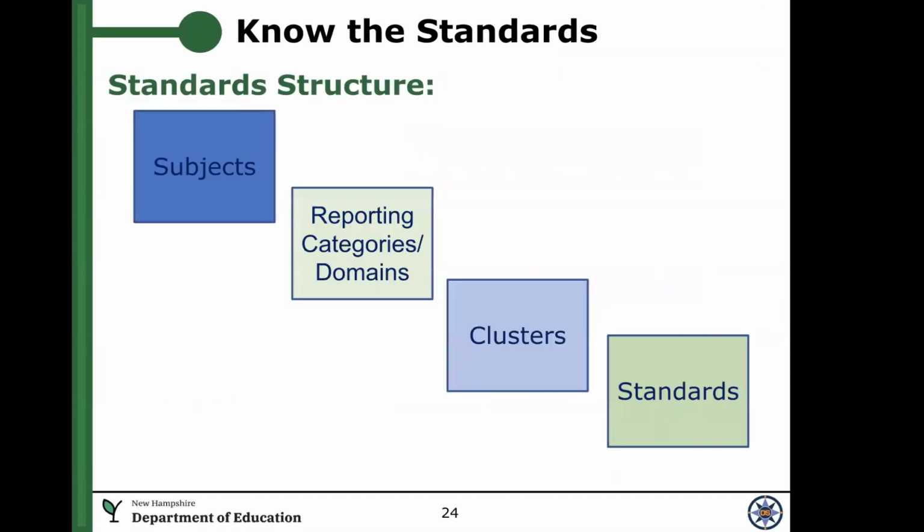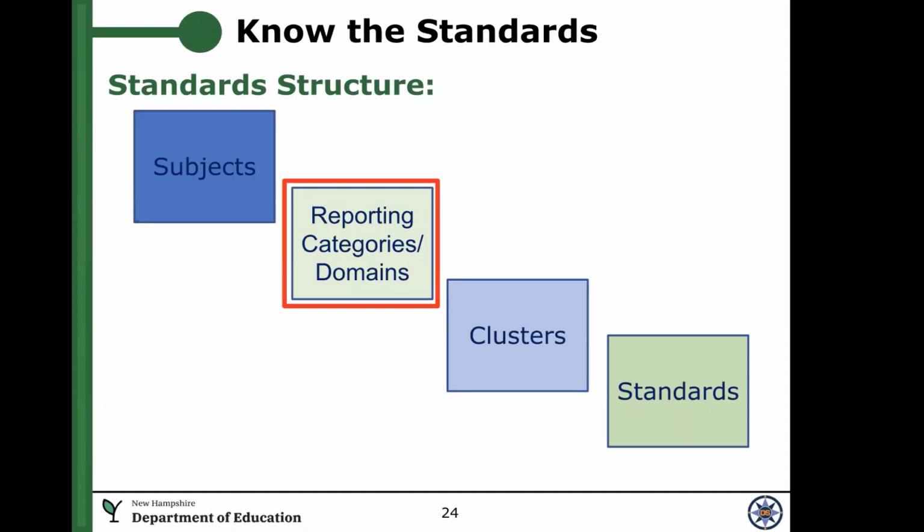When we talk about how the standards are structured, we have subjects, we have reporting categories or domains, clusters, and standards. So I just want to explain this a little bit. For some of you, this might be like, I get it, I already know, I look at the standards all the time, but I still sometimes have to remind myself of exactly how I'm reading them. I'm a huge math person, and so when I start looking at writing standards, I have to remind myself, okay, this is the way that they're set up and this is how they are.